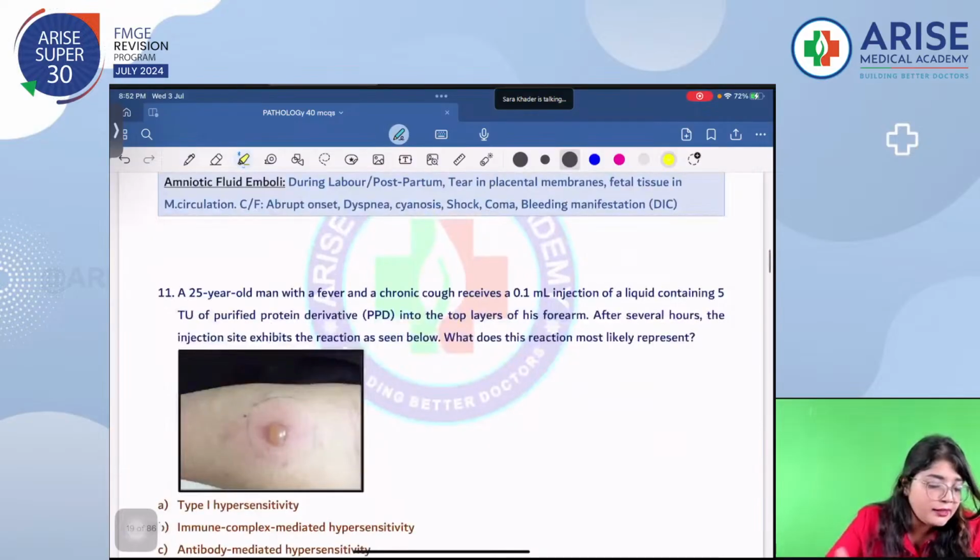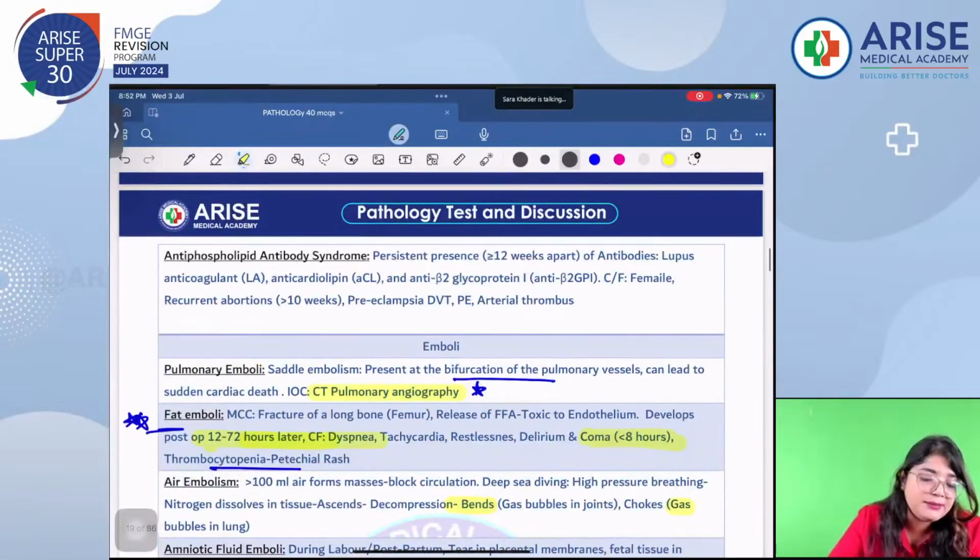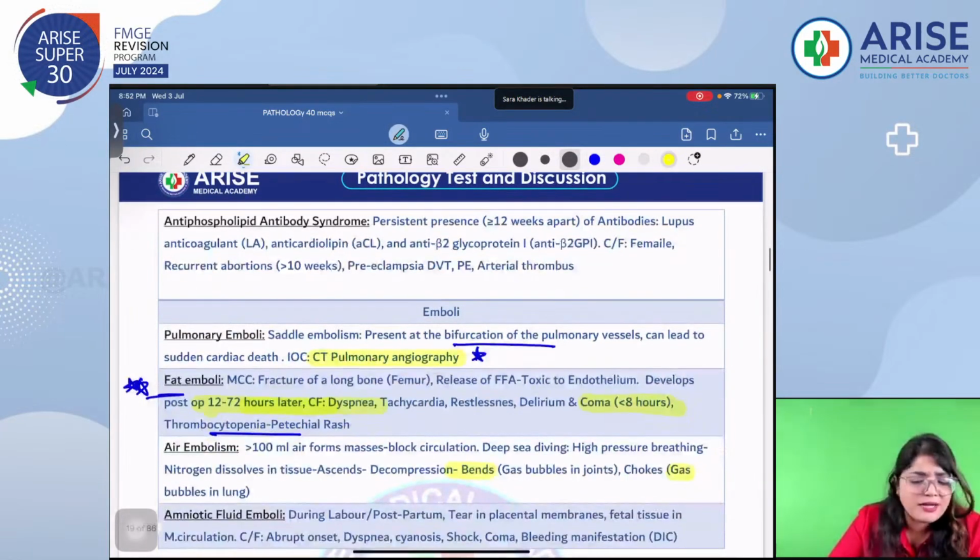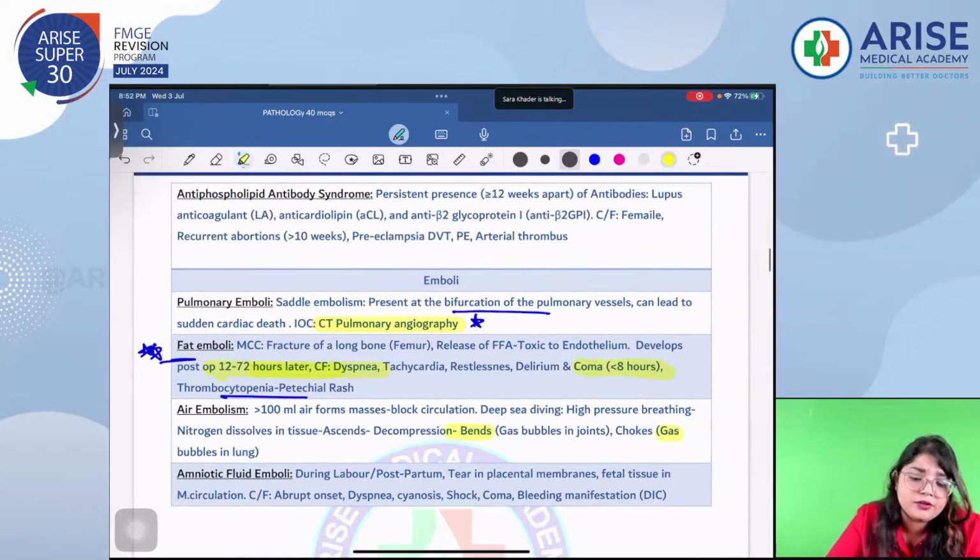And amniotic fluid emboli. This table, please go through them. Very, very important. I'm sure one of them will definitely come for the exam.